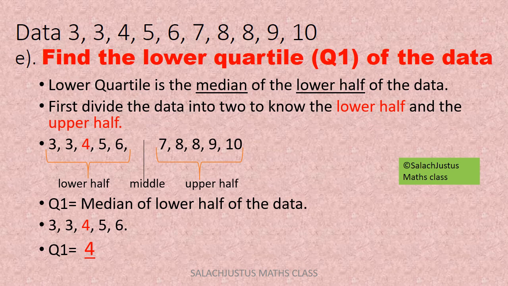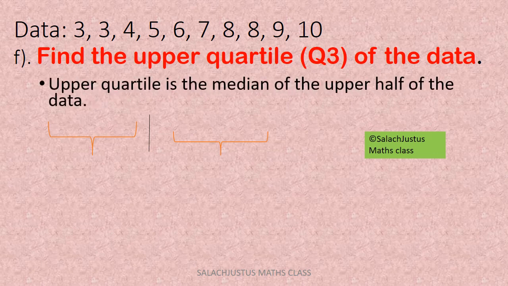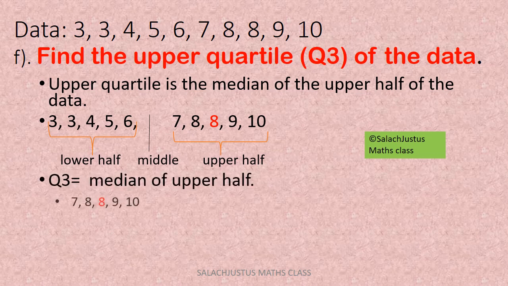If I may ask, what will be the median of the upper half of the data? Let us go straight to it. The upper quartile, just like the lower quartile, is the median of the upper half of the data. So arrange your data, divide it into 2 equal parts, look at the upper half and find its median. So the median shall be 8. So our Q3 is 8. Next question.